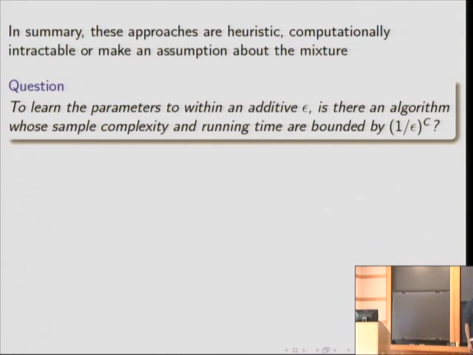Namely, Pearson's original question, which I hope he would have formulated this way if he had the language, would be: if you want to learn the parameters to within some additive epsilon, can you find an algorithm whose running time and sample complexity are polynomial? So in fact, what I want is an algorithm with provable guarantees whose number of samples and running time is bounded by some fixed polynomial in 1/epsilon.